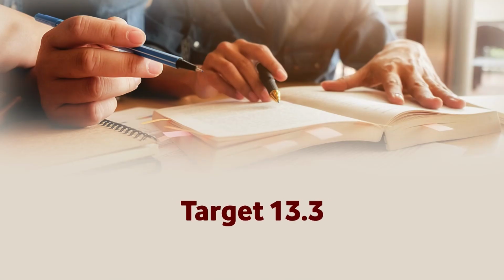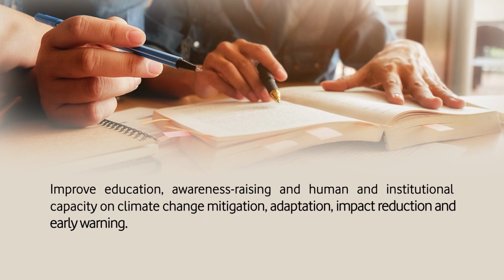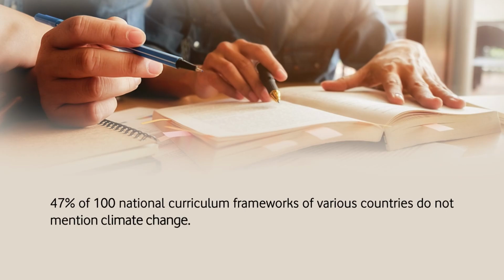Now we will talk about the global progress made regarding target 13.3. Target 13.3 talks about improving education, awareness and human and institutional capacity regarding climate change mitigation, adaptation, impact reduction and early warning. If we talk about the progress made regarding this target, 47% of the national curriculum frameworks of various countries do not mention climate change.